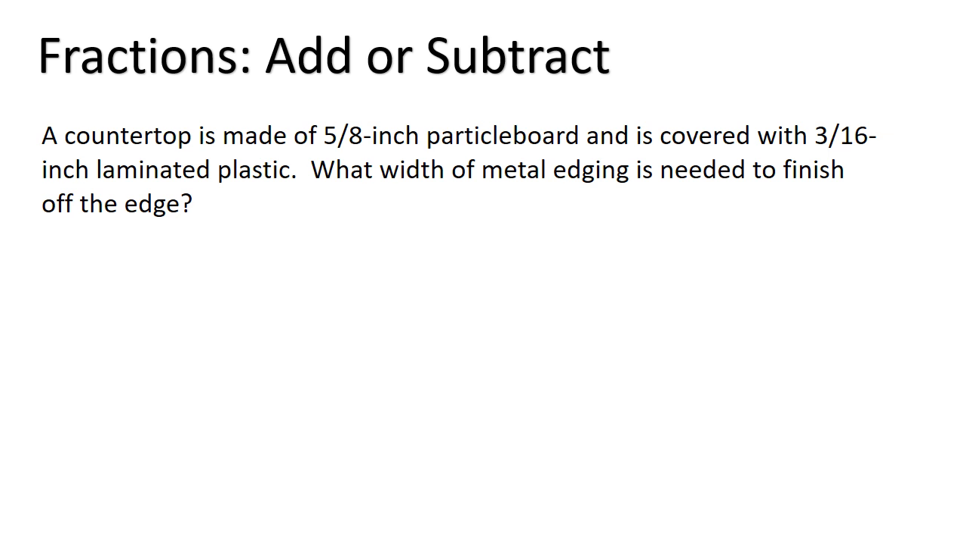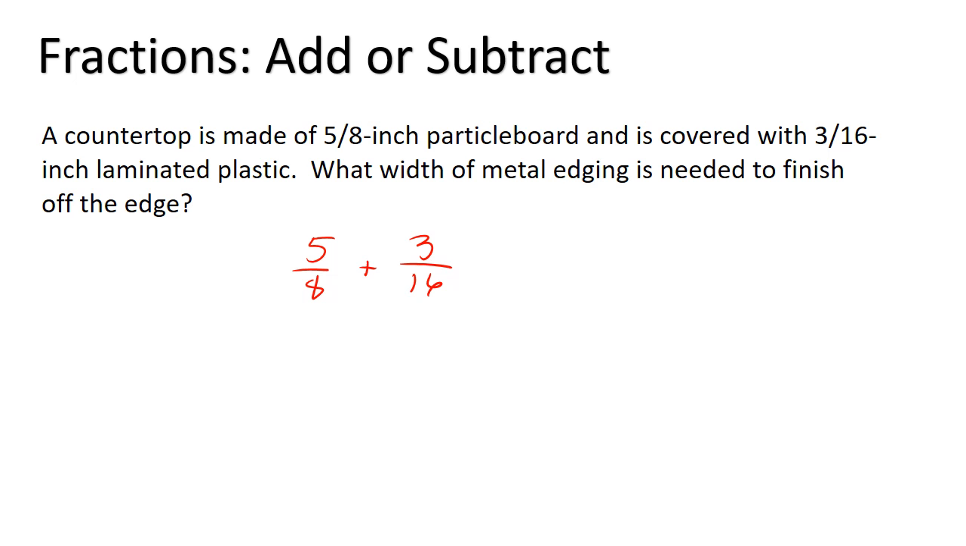Now, when it comes to fractions, a lot of times you'll have an application type problem. Here we have a situation where you might have a countertop of some type on a cabinet, and it's made of 5/8 inch particle board. And it's going to be covered with a 3/16 inch laminated plastic. So we're going to add another depth of plastic on top of that particle board. It says what width of metal edging is needed to finish this off.